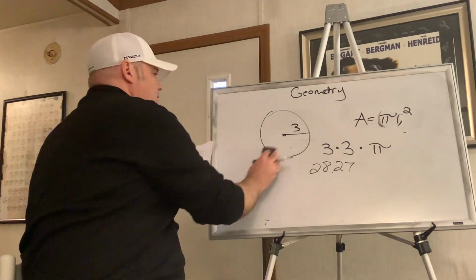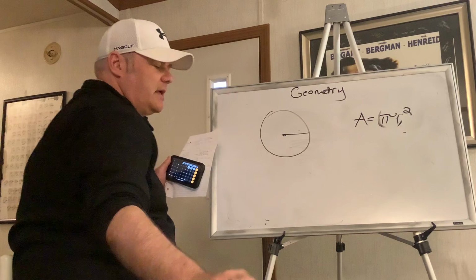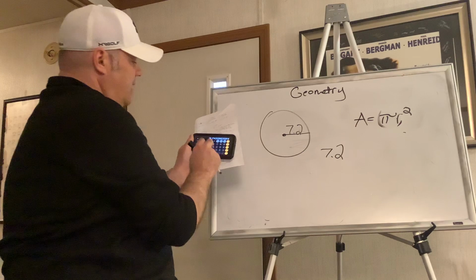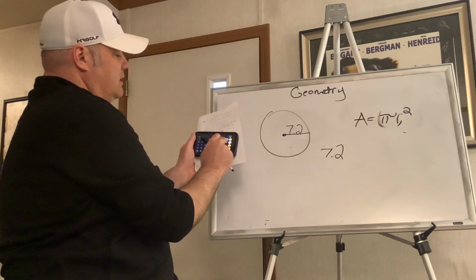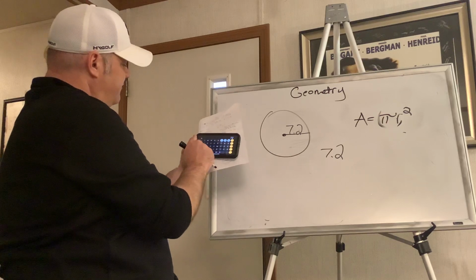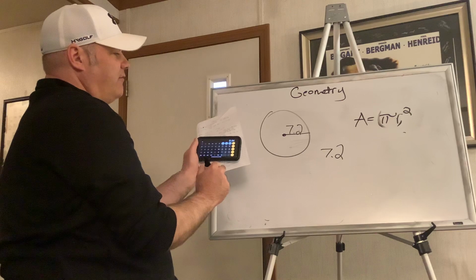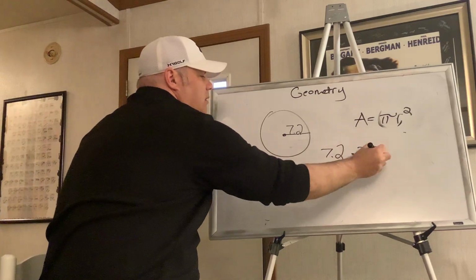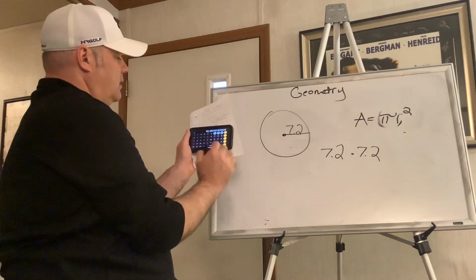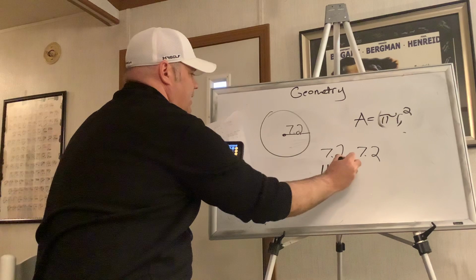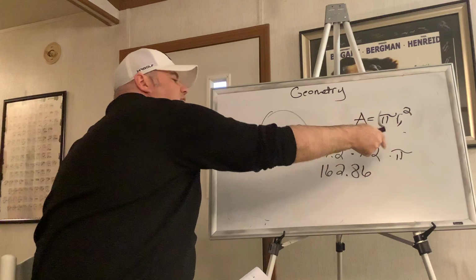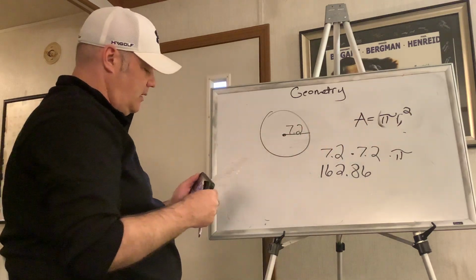Let's do another one. Let's say the radius is 7.2. Let's make it a little bit harder. Well, maybe I can't do that in my head. Well, all you're going to do is square the radius. So you can either do 7.2 times 7.2, which is 51.84, or you can find your square button, and it's 51.84. So leave that in there, because I did 7.2 times 7.2 times pi. And you should get 162.86. So do it in that order: 7.2 times 7.2 times pi.